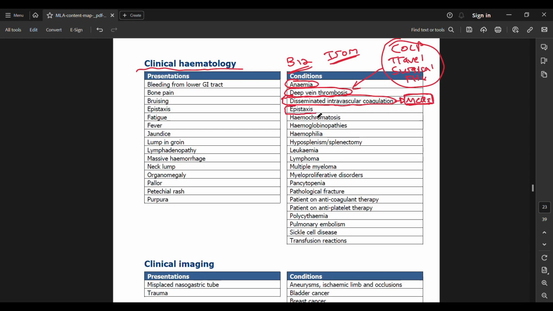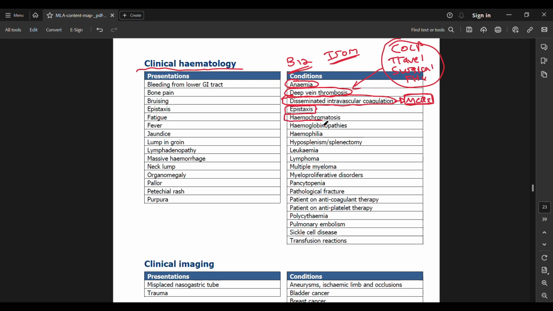Next, you have epistaxis. This shows up in your MCQs, of course, but also in your OSCE stations. Make sure you know how to manage this patient, all the causes of epistaxis, and how to give the patient advice on managing epistaxis when it does occur at home.